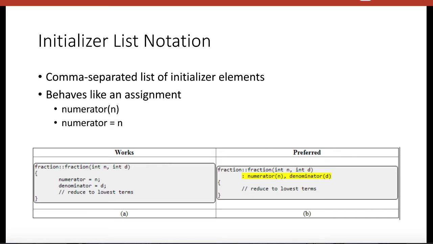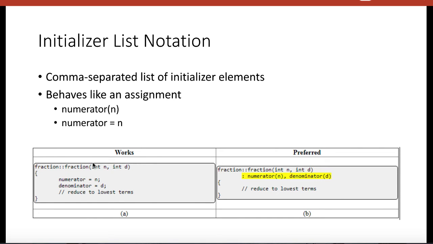A couple of things to note about initializer list notation. It is a comma separated list of initializer elements. The initializer behaves like an assignment operator, so you can think of this syntax as similar to the assignment operator syntax. Here we see this constructor being defined outside of class scope, so we're using our scope operator and fraction to say that this fraction constructor belongs to the fraction class.